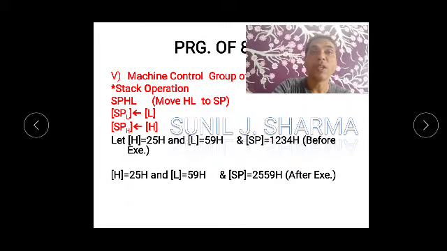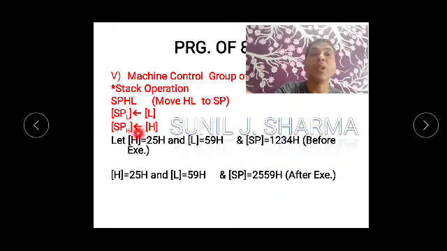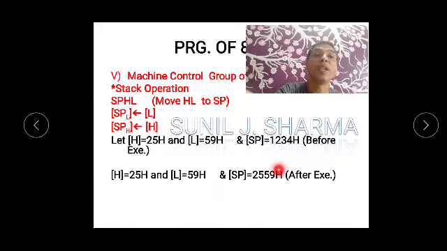All the instructions are 1 byte, they belong to register addressing mode. Okay, so can you see, the L value is moved to the stack pointer lower order, and the H value is moved to the stack pointer higher order. So the H value is 25, the L value is 59 and the stack pointer value is 12 and 34. So what will happen in this case? This will come directly here. Whatever the value, first 25 will go and then 59, because this is lower order and this is higher order.